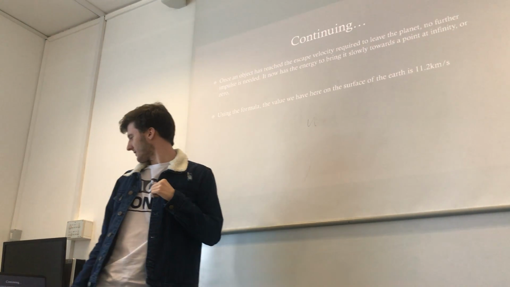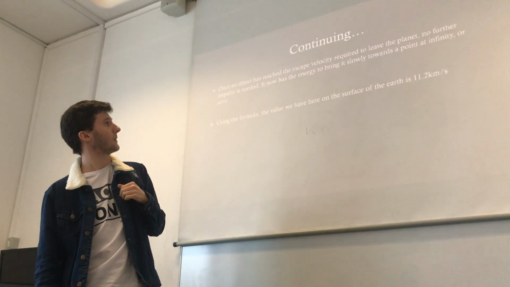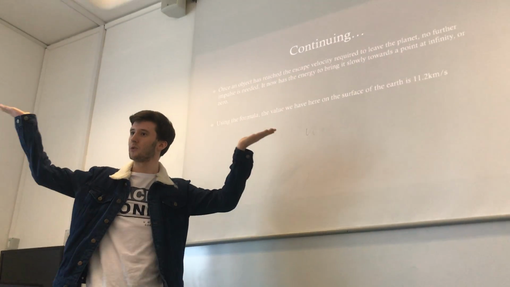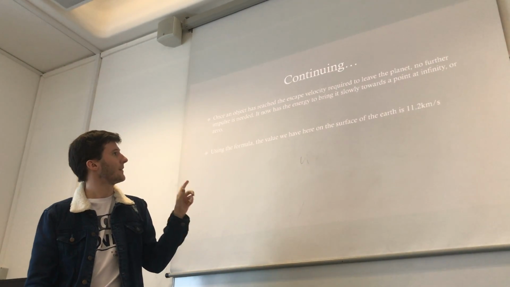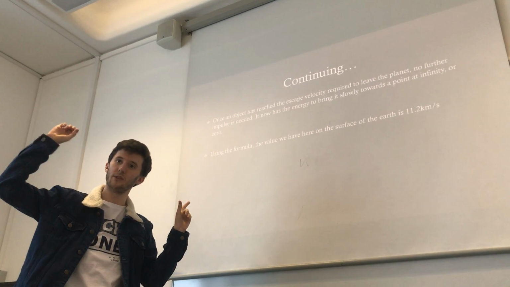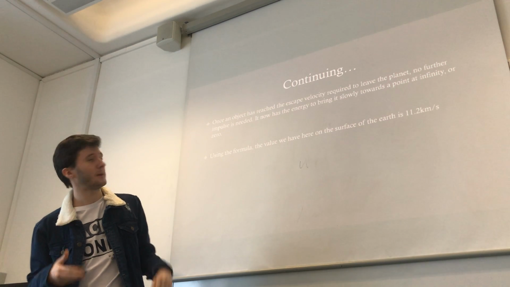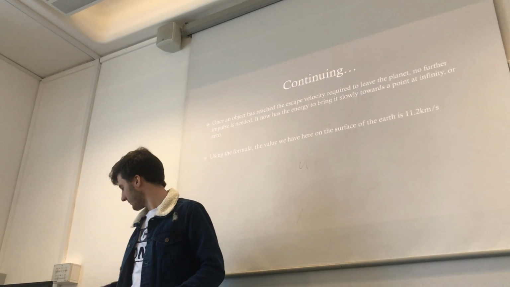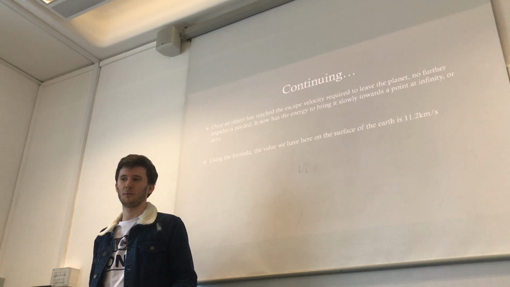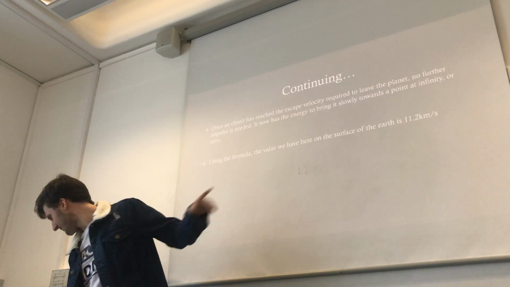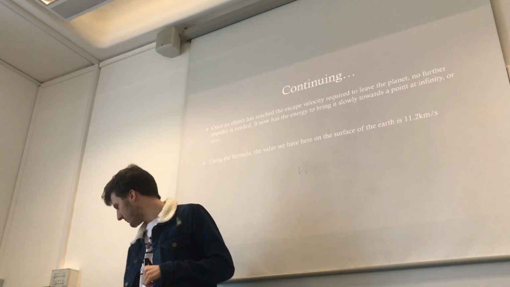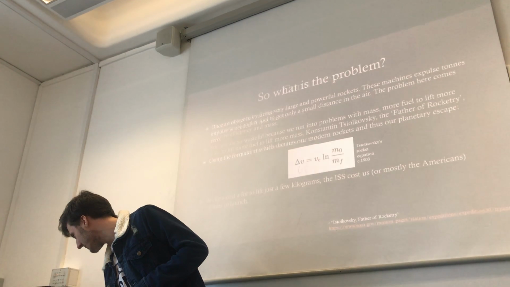Once an object has achieved this escape velocity to actually leave the planet, no further impulse or work is required. It has the energy, it can now slowly bring itself to 0. If it has the exact speed, it will slowly bring itself to the point of infinity and reach 0 velocity. If it has over that speed, it will go past that point with positive velocity. But if we have below it, you're going to fall back to the planet. Sad days. And yes, using the formula, we know that the value on Earth's surface is about 11.2 kilometers per second, which is a very, very fast metric.